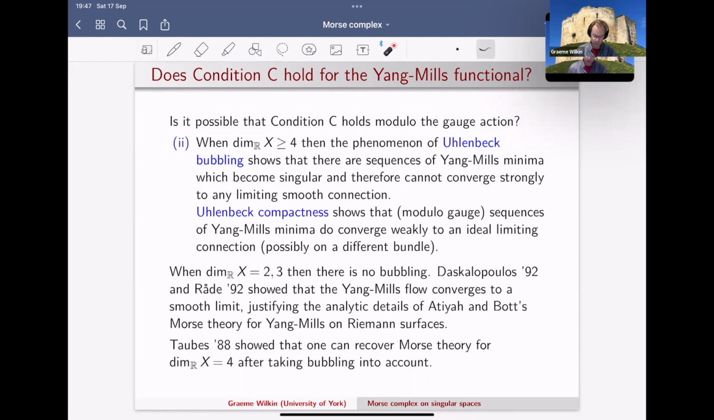And then 2 of Karen's students, George Daskalopoulos and Johan Råde, together showed, in different papers, but when you combine the 2 results, the Yang-Mills flow converges to a smooth limit. And this was important because previously, a few years beforehand, Atiyah and Bott had studied the Morse theory of the Yang-Mills functional on Riemann surfaces, but in a stratified sense using algebraic geometry. So these 2 results together essentially filled in the analytic details behind this theory.